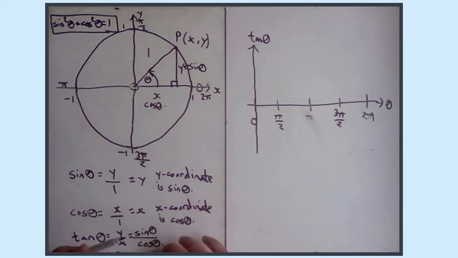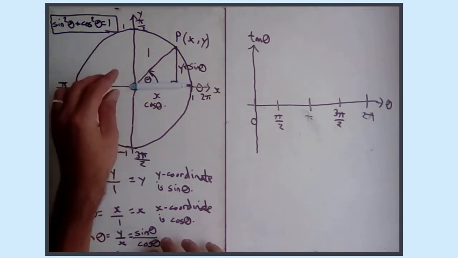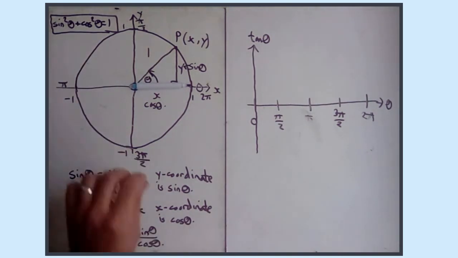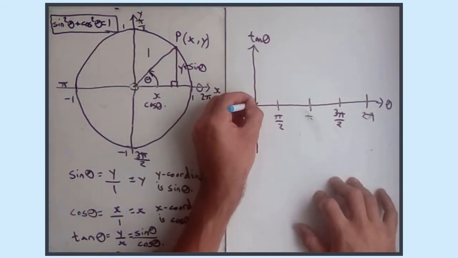So if you just think about the pen, when we're on 0, that's a horizontal line. Now, horizontal lines have gradients of 0. So this line is horizontal when theta is 0. So tan 0 must be 0.